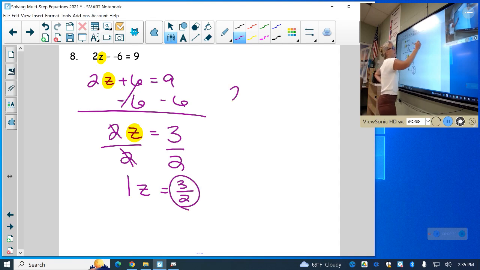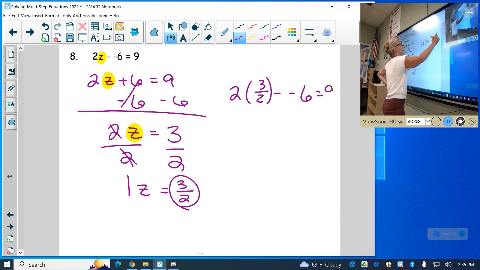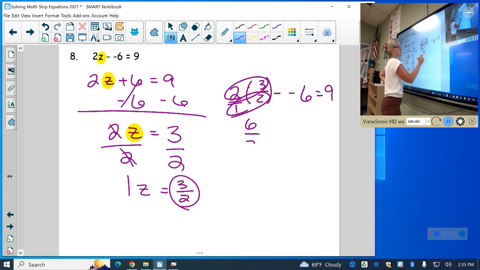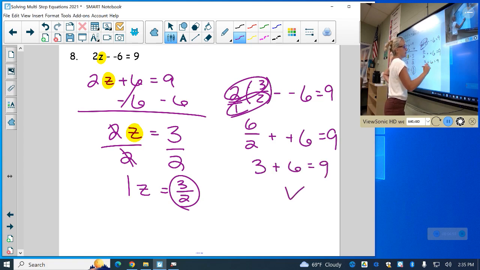Plug that back in. So I have 2 times 3 over 2 minus a negative 6 equals 9. Marry the tops, marry the bottoms. 2 times 3 is 6. 1 times 2 is 2. Remember, two negatives, you can change that to plus a positive if you want. So 6 divided by 2 is 3. 3 plus 6 is 9, and that checks out.